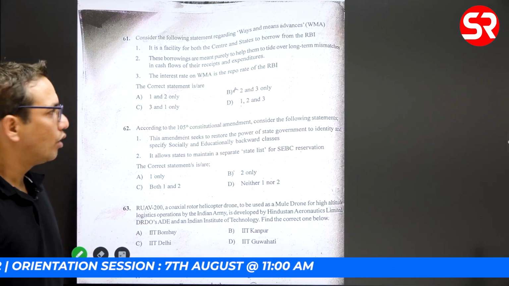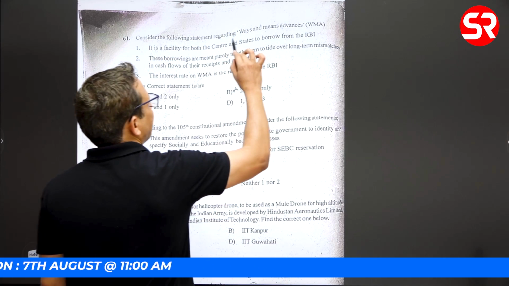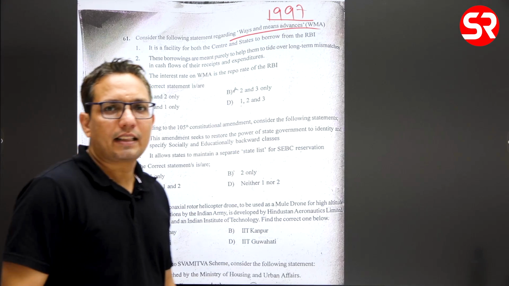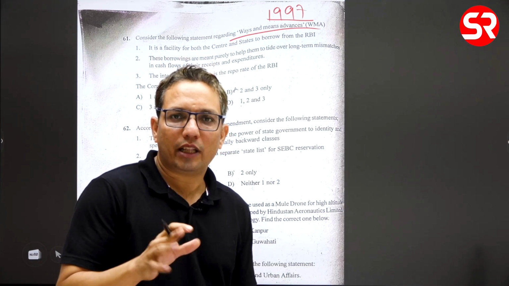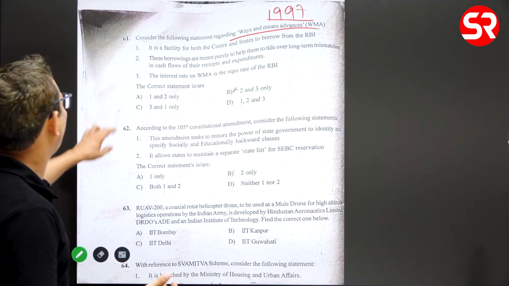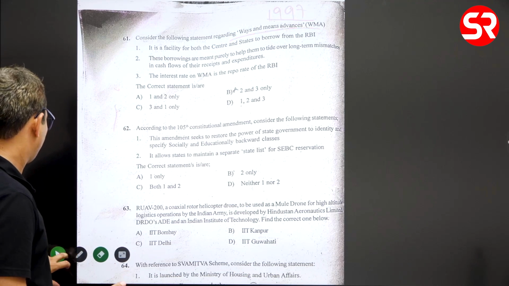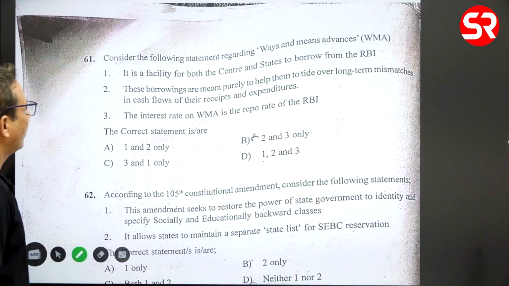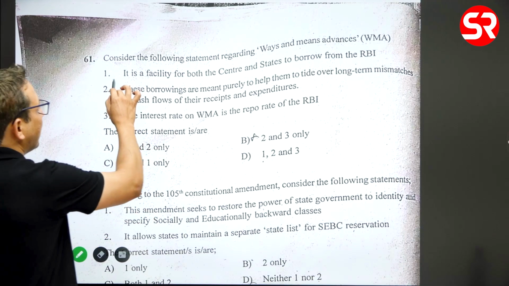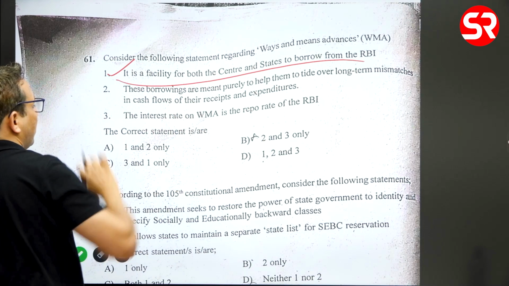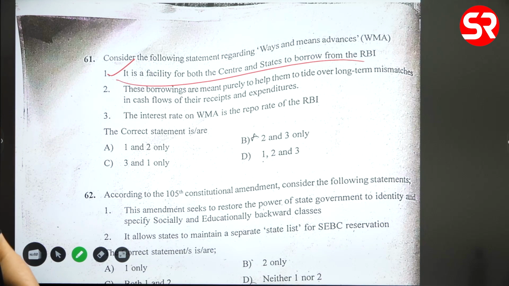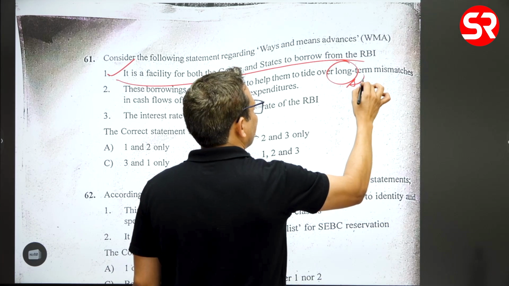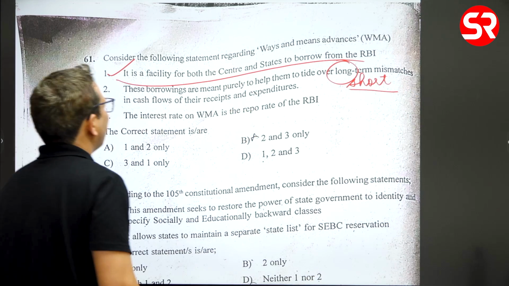Consider the following statements for ways and means advances. Look, ways and means advances were brought in 1997. If the center and state have a short-term cash mismatch, they can use this facility to borrow from RBI. That is what is called WMA. So it is a facility for the center and the state to borrow from RBI. This statement is correct. These borrowings are meant purely to help them tide over long-term mismatch. Look, it is not long-term mismatch. It should be short-term mismatch. So this statement is wrong.